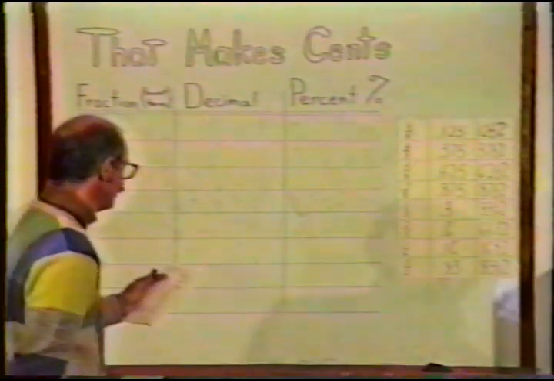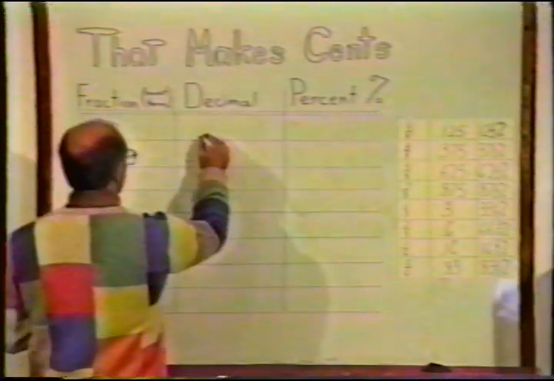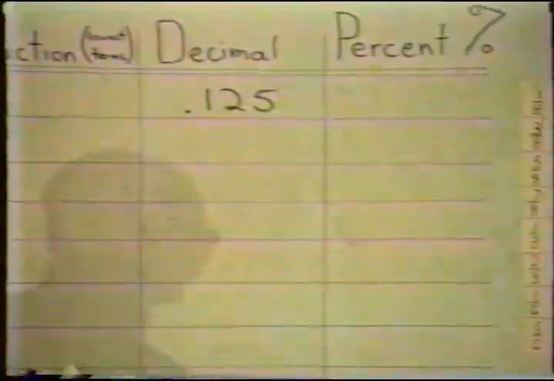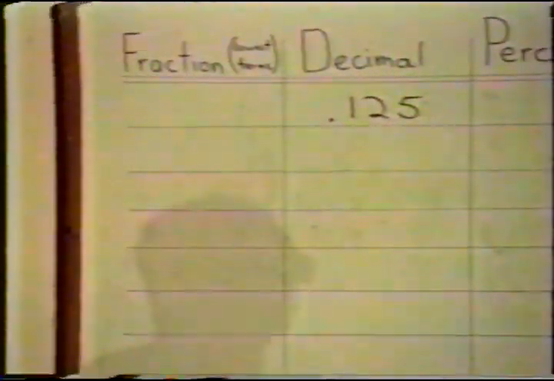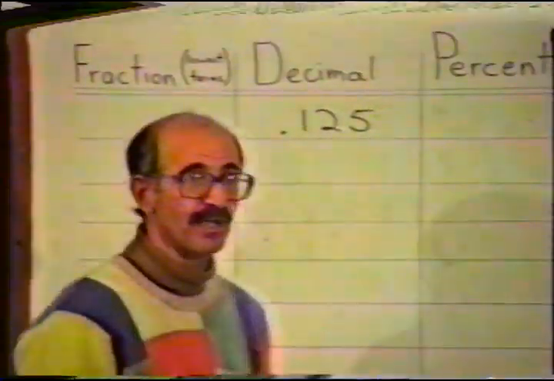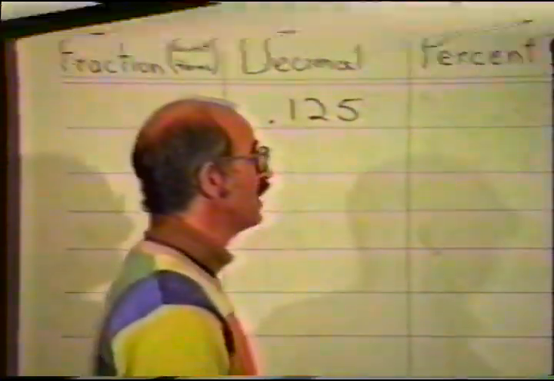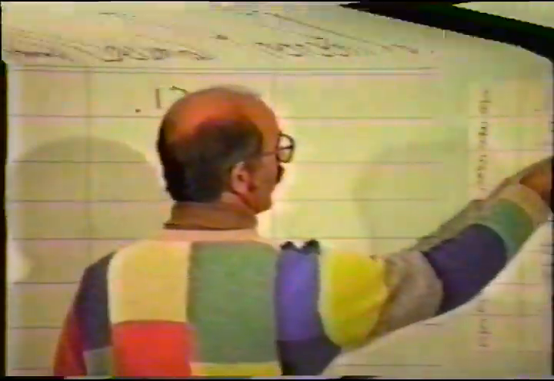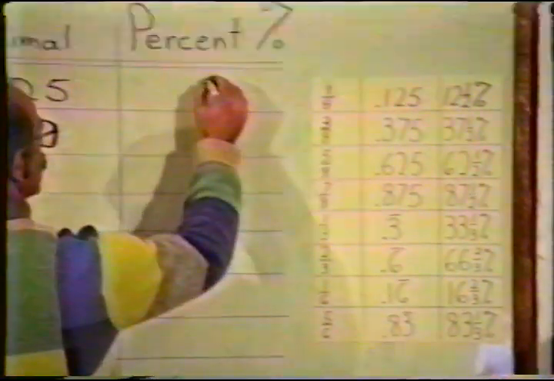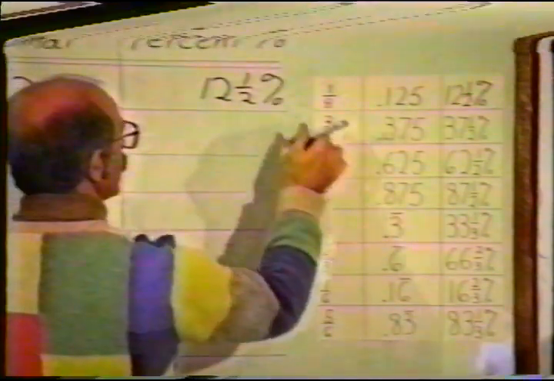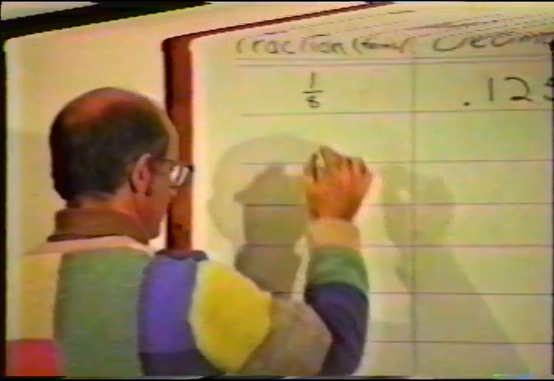The first one was a decimal. Please read it for me. 125 thousandths. Now, without doing a lot of work, you should be able to recognize that as one of your memory percents. 125 thousandths is 12 1/2%, and it came from the fraction 1/8.